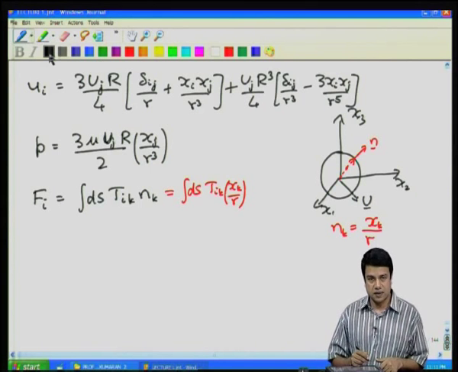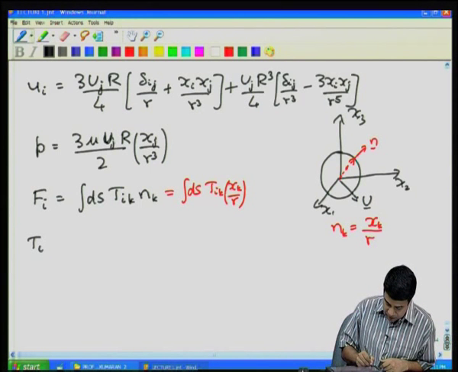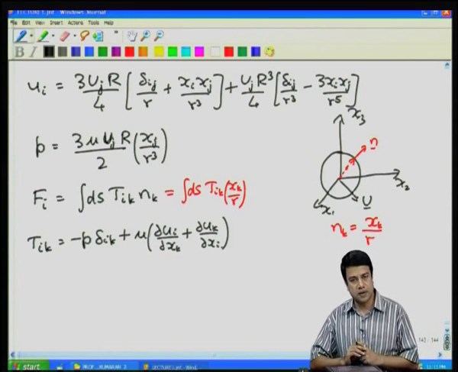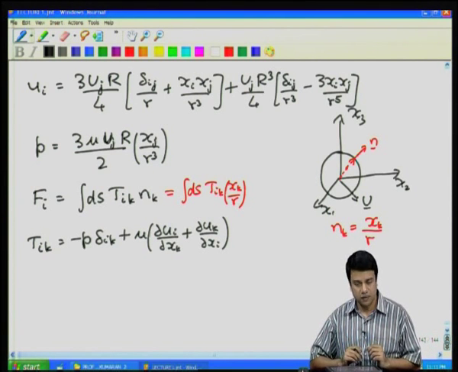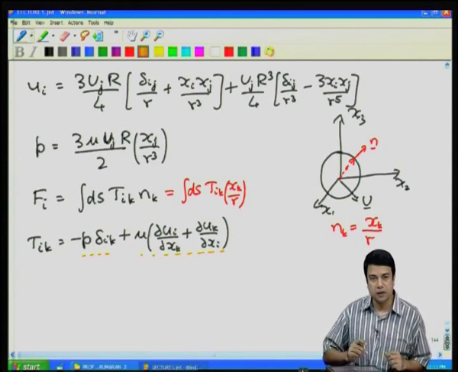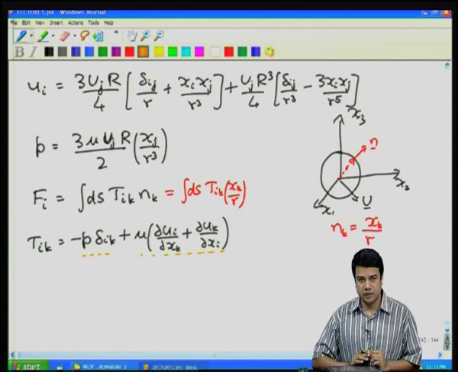Of course, the stress itself, okay, T_ik is equal to minus p delta_ik plus mu into partial u_i by partial x_k plus partial u_k by partial x_i. Okay, so that is T_ik. So I have to put in two parts, one is due to the pressure and the other is due to the symmetric part of the rate of deformation tensor.